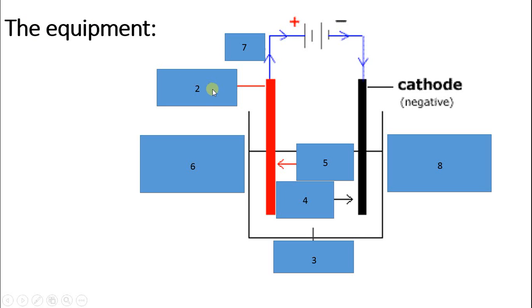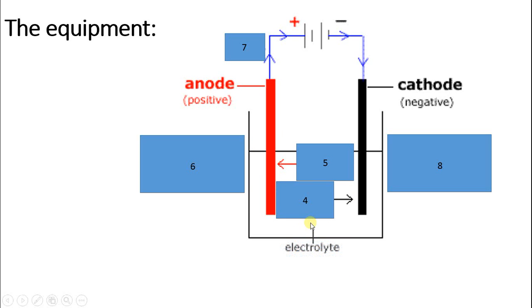So over here, number two. This is the positive electrode. This is attached to the positive side of the power pack or the positive side of the batteries and is named the anode. So number three, down at the bottom. This is the solution that the electrodes sit in, and it's known as the electrolyte.